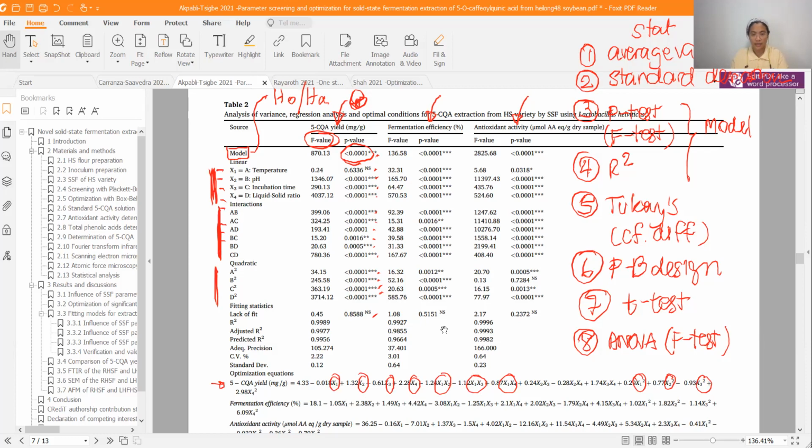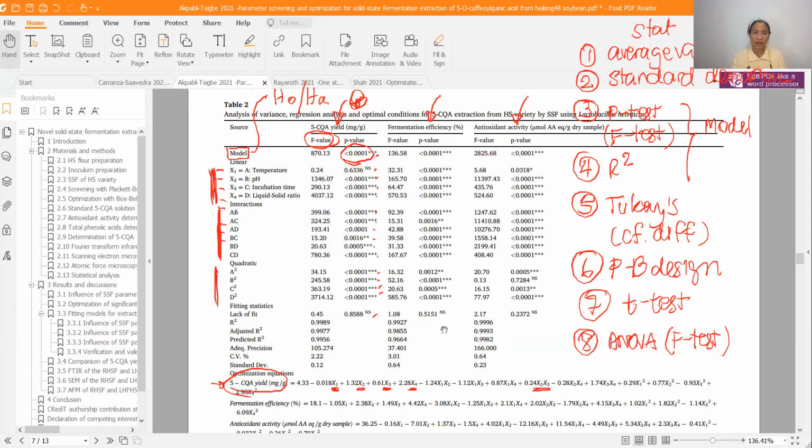So the test here is just to see, for each of the terms, if x1 is actually affecting the yield, is x2 affecting the yield, is x3 affecting the yield, is x4 affecting the yield, or is x2x3 affecting the yield. These are the tests that they are doing in the ANOVA, and we just translate them into the parameters, into the factors that we use in the experiment.